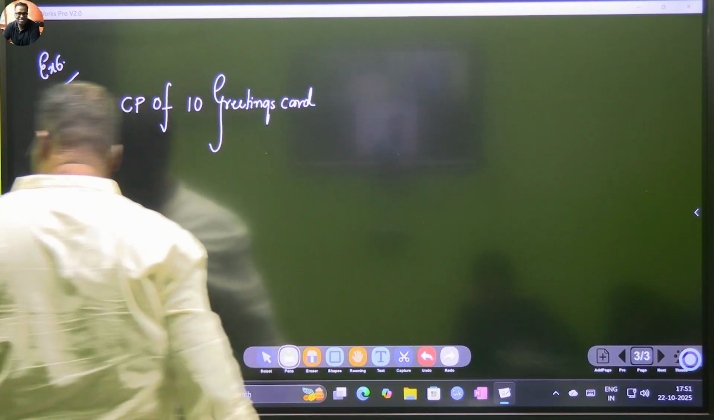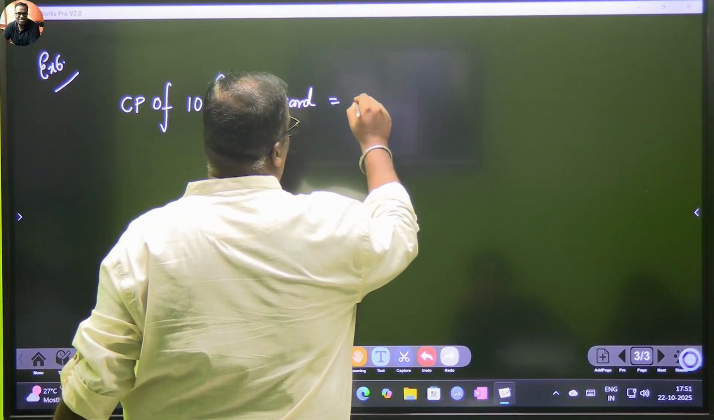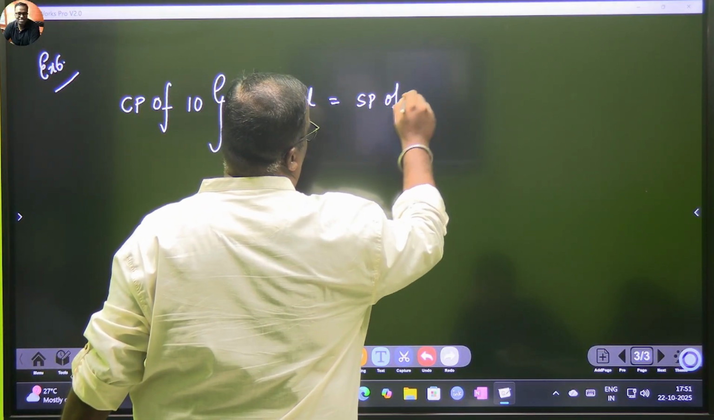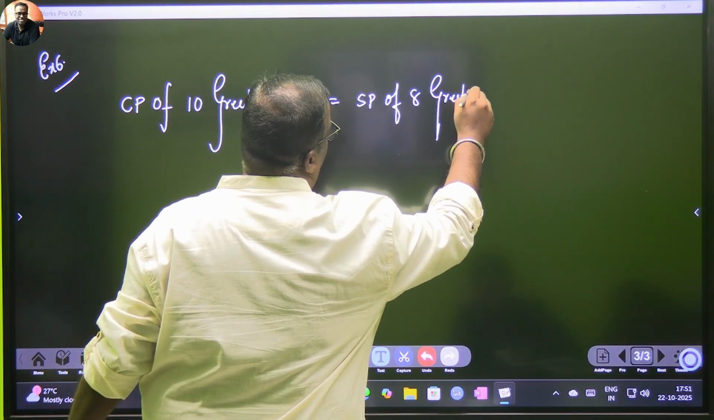The cost price of 10 greetings cards is equal to the selling price of 8 greetings cards. Do you know what is a greetings card?